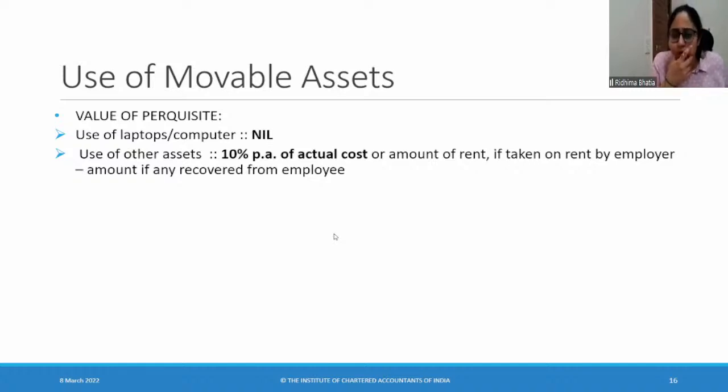Achha, medical insurance premium of your parents, dependent parents, if borne by the employer, would not be taxable as perquisite.